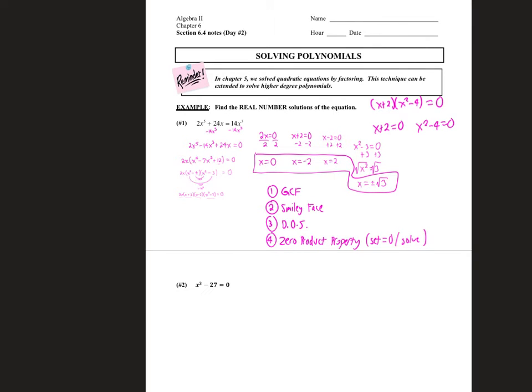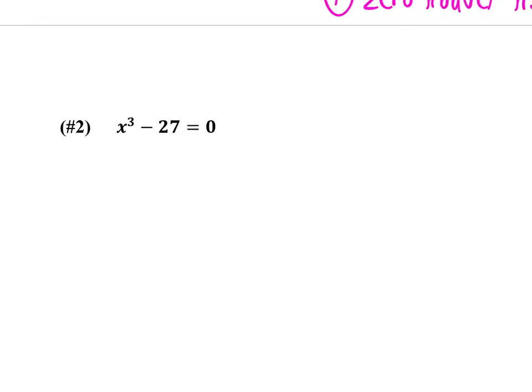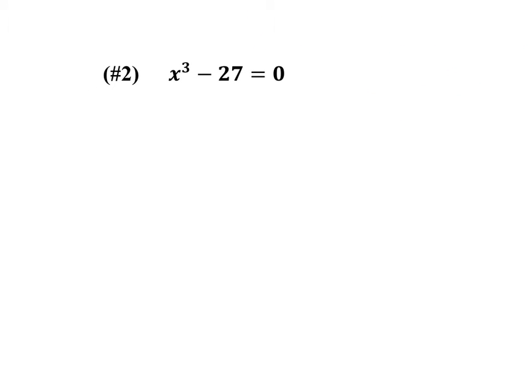Okay, we've got 2 more examples, so let's get right into it. Take a second so you can write this down if you can't see everything. Okay, now we have x cubed minus 27 equals 0. First thing we always check for is a GCF. Is there a number that goes into x cubed and 27? No. Is there a variable we can pull out? No, 27 doesn't have a variable.